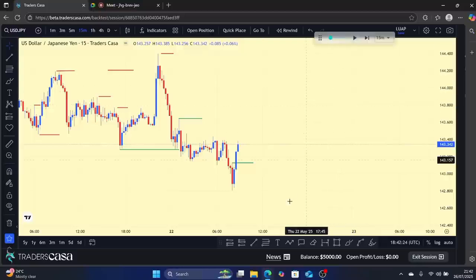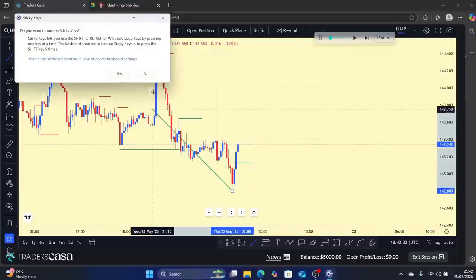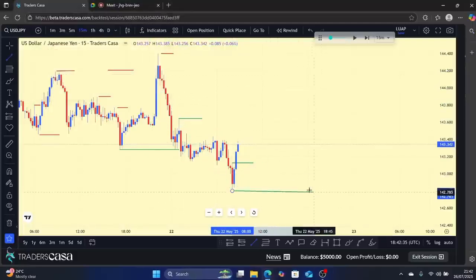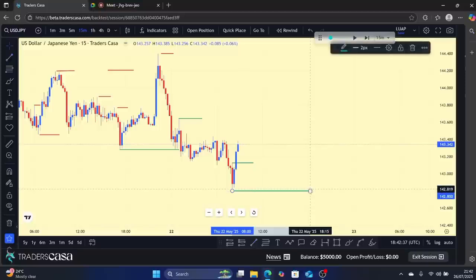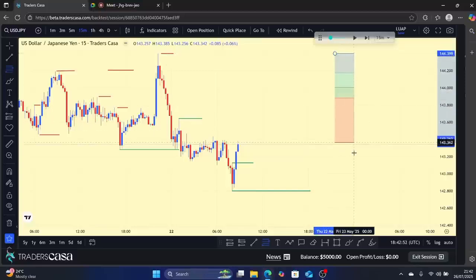This is the moment now to mark our POIs. But first, let me mark my trading range low, because the inducement is taken out. So we start from this high all the way to this low. That's our trading range. So our trading range starts from that high all the way to this low.